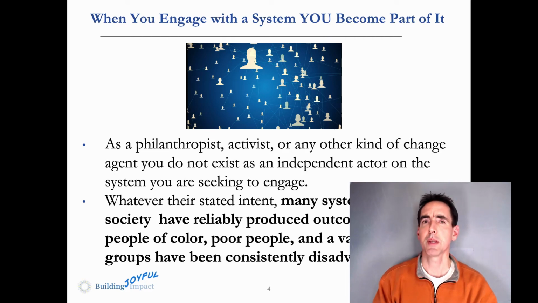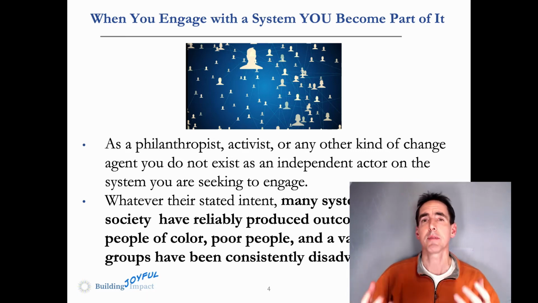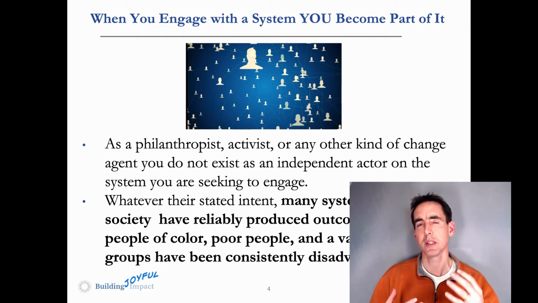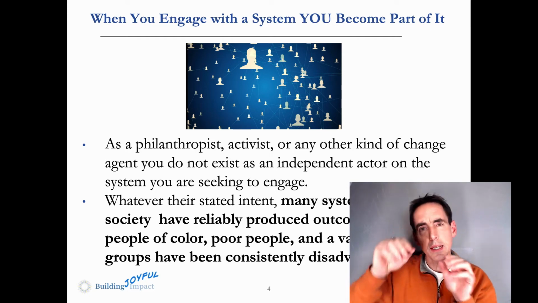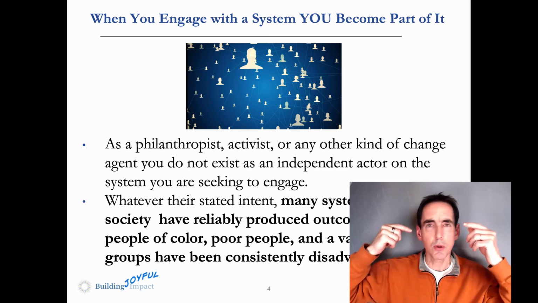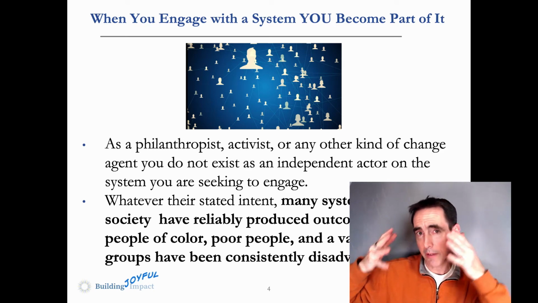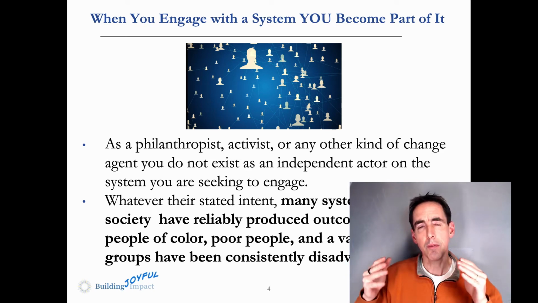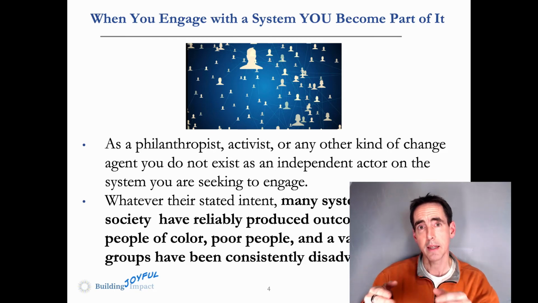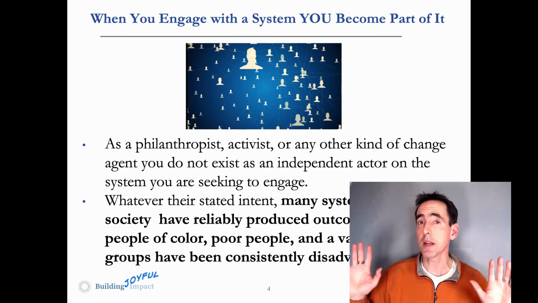There's something else that you really have to keep in mind when you're beginning to use these tools of systems thinking, and that is that when you engage with a system, inevitably you become a part of it. As a philanthropist, an activist, any kind of change maker, you can't have the illusion that you can be an independent actor. You see some solution from the outside and then you just make that happen, because the very act of intervening like that makes you a part of the system, even if you weren't a part of it before.